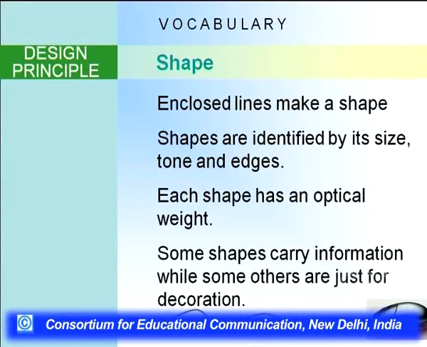Shape can be identified by size, by its tone, by its edges. The size can be big, small, or very big, and it can also be filled up by tones: light, dark, very dark. And edges: edges can be smooth, edges can be rough. Each shape has an optical weight.